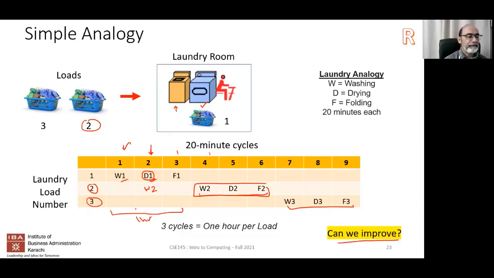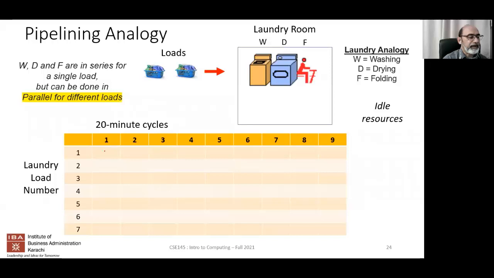And in the third 20 minutes, when the first load goes into the folding table, then what you could do is have the second load go into the dryer. And since the washing machine is now free, you could have the third load come in and use the washing machine. So basically what we're doing is you have W1 and then dryer one and F1, and then W2, dryer two, F2, W3, dryer three, F3, and so on. This makes sure that at any given time, especially after the first two cycles, all three of the resources are being fully utilized.